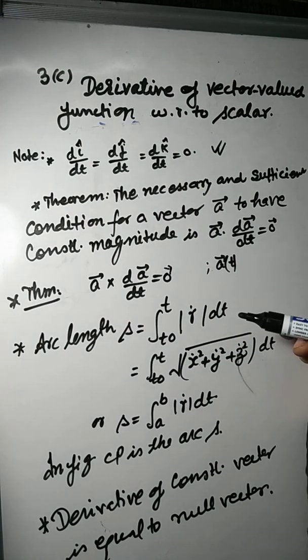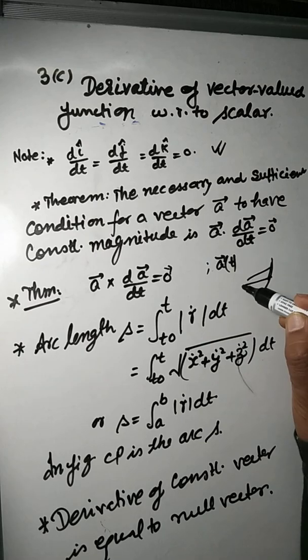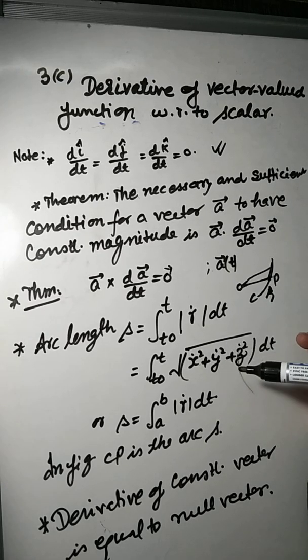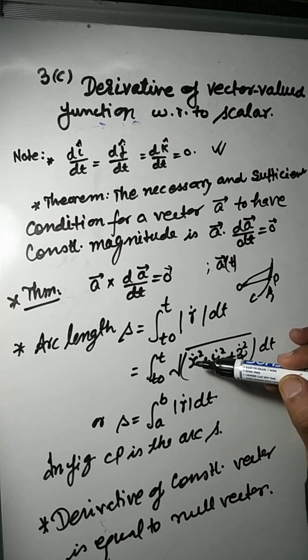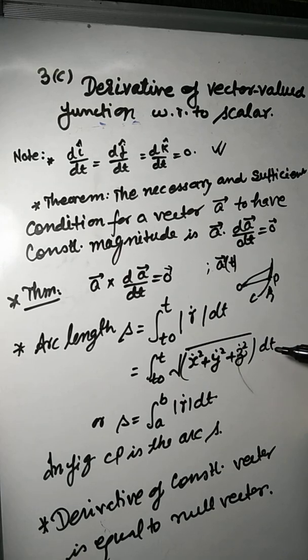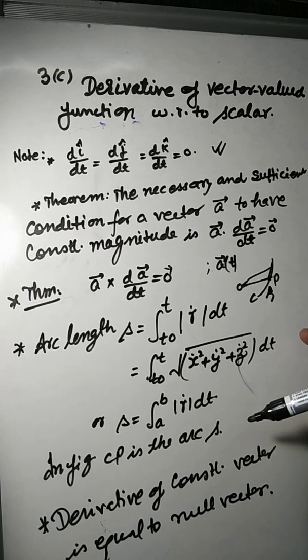This is arc length. Arc length in our given figure, this is the arc, and in the figure like this, O, and this is S, C. How can we obtain the arc length S of CP? So we will use this limit, initial point t naught to t, square root of x dot square plus y dot square plus z dot square dt. So CP is the arc, and we will obtain it by using this formula simply.